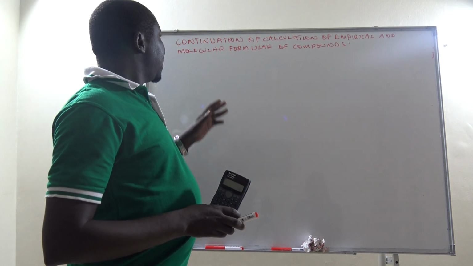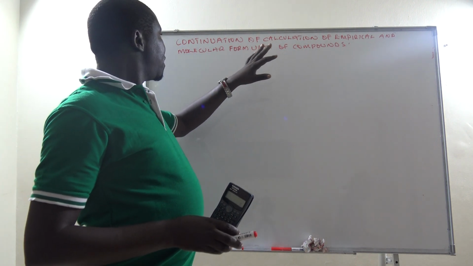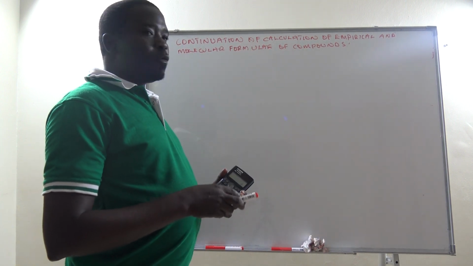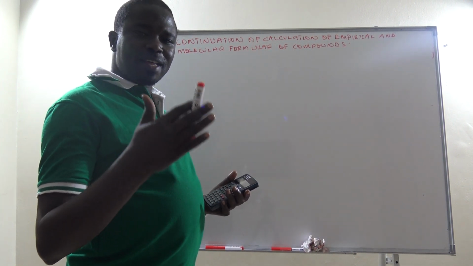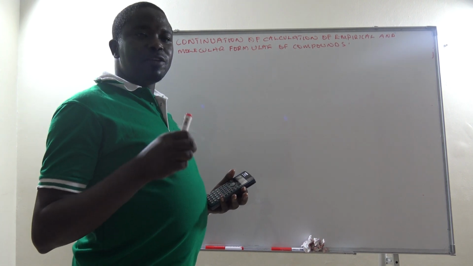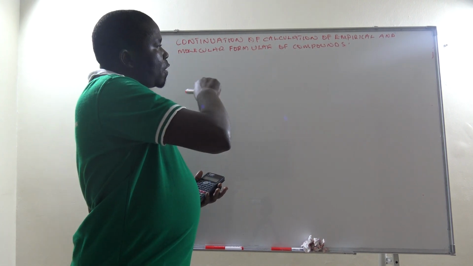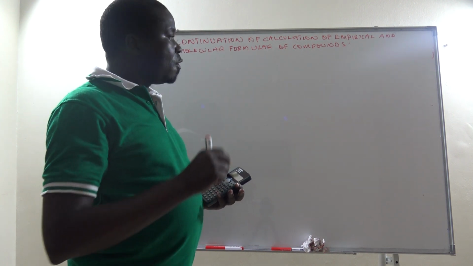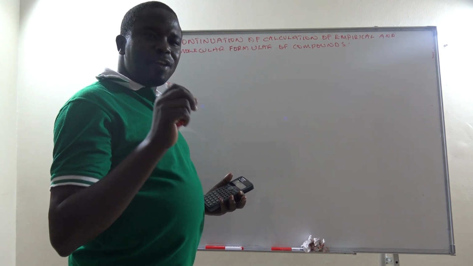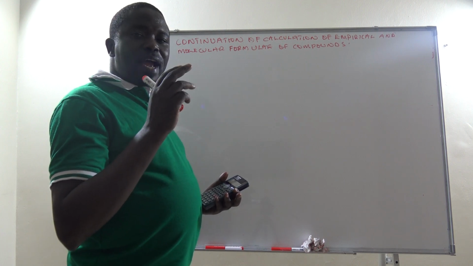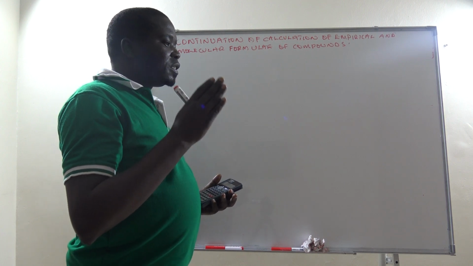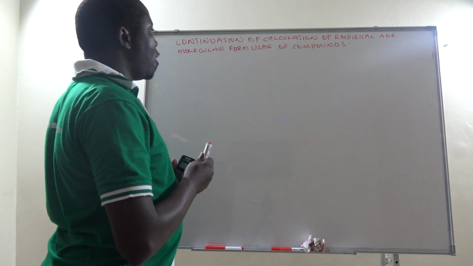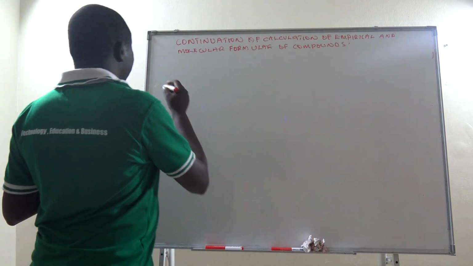We are continuing with the calculation of empirical and molecular formula of compounds, and in this case we are going to look at something which is rather tricky, in that we are going to deal with a compound which is also having another compound in it. In this case, what I mean is we are going to deal with hydrated compounds. The hydrated compounds consist of water of crystallization. So let us try to see how we can deal with it. Now let's look at this example.